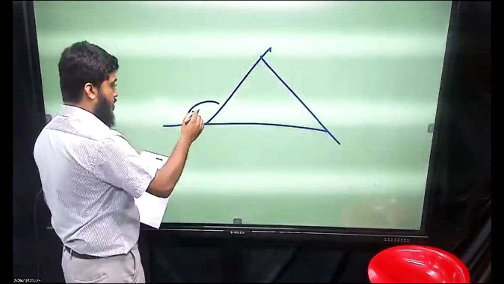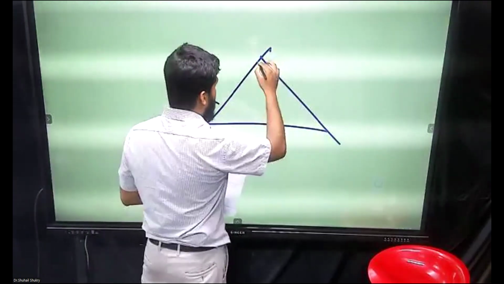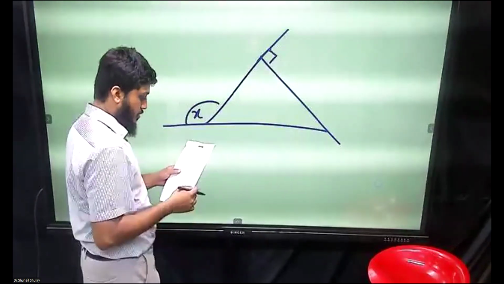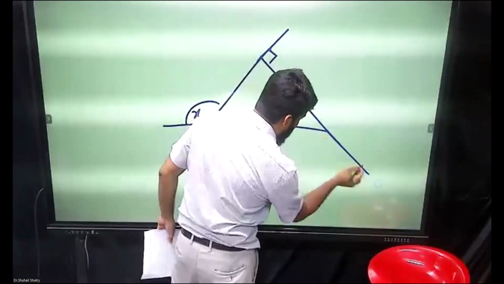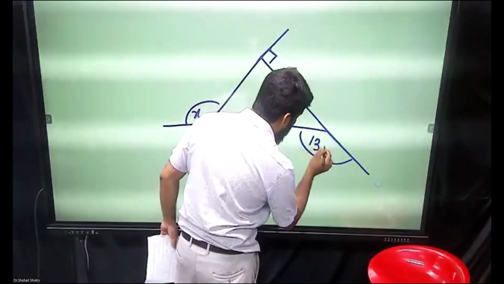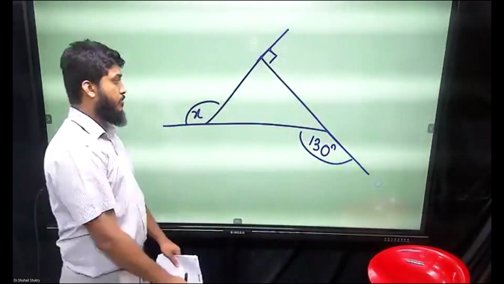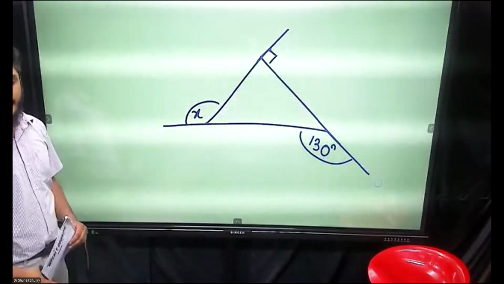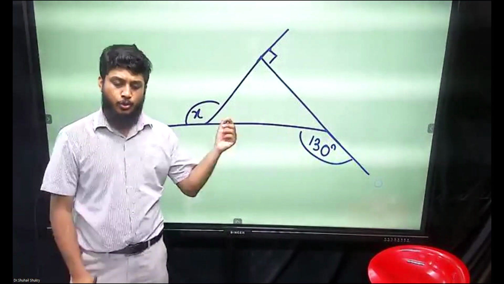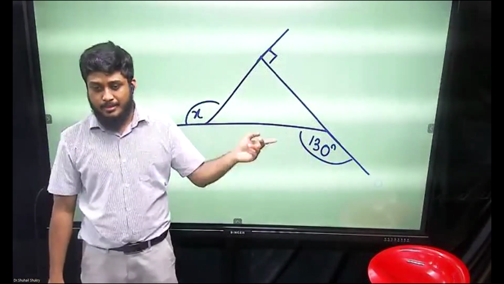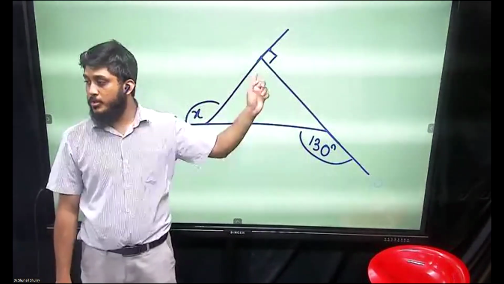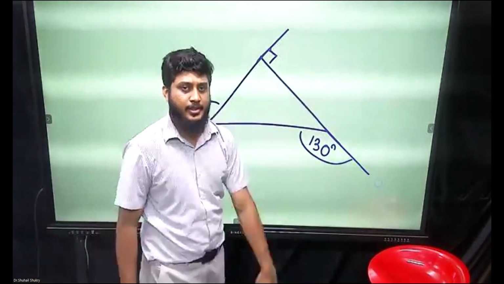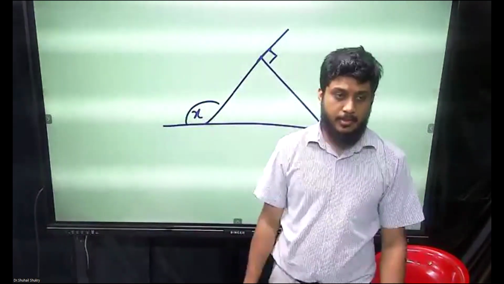So here this one is X. This one is 90 degrees. This one is 130 degrees. Good. So you have to get the value of X. There is a theorem in triangles. You know there is a theorem. What is the theorem? The exterior angle of a triangle is how much? 360 degrees. The exterior angle sum of a triangle is 360 degrees.